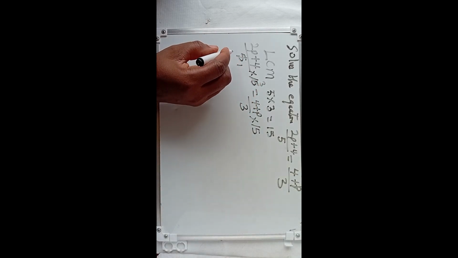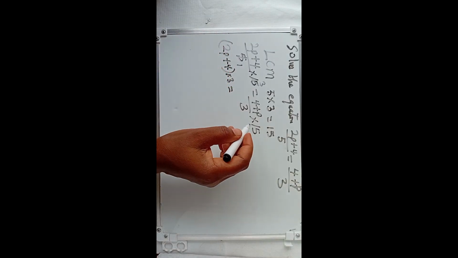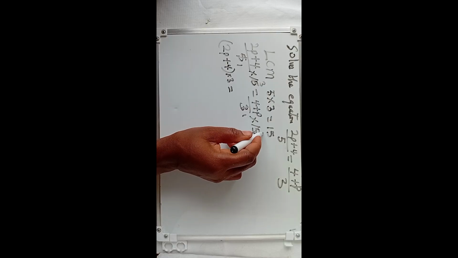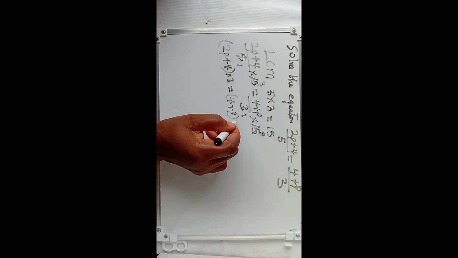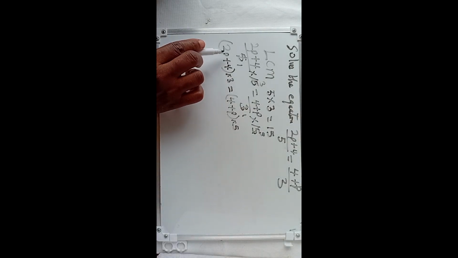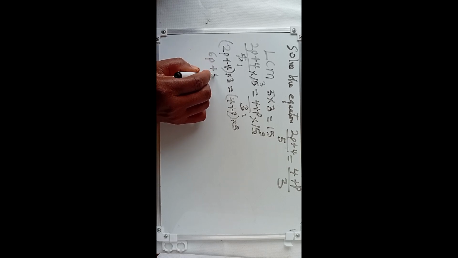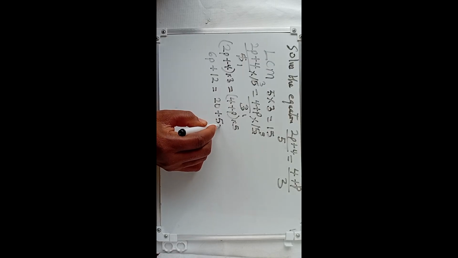So on this side, we have 2p plus 4 multiplied by 3. Here, 3 here 1, 3 in 15 is 5. We are left with 4 plus p multiplied by 5. So we remove our brackets. 3 multiplied by 2p will give us 6p. 3 times 4 is 12. 5 times 4 is 20. 5 times p gives us 5p.